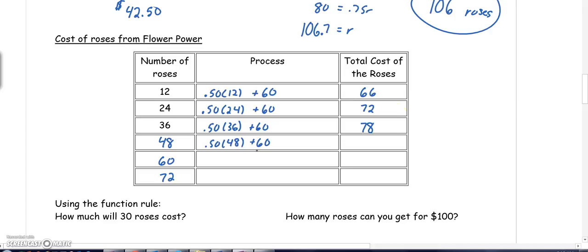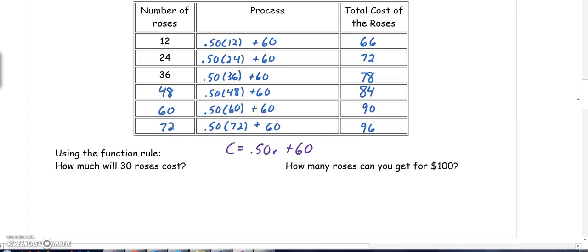So for 48 roses, it's $84. For 60 roses, it's $90. And for 72 roses, it's $96. So we are going to use our function rule, which we already decided on the first page. Our function rule was the cost is equal to 50 cents per rose plus $60.